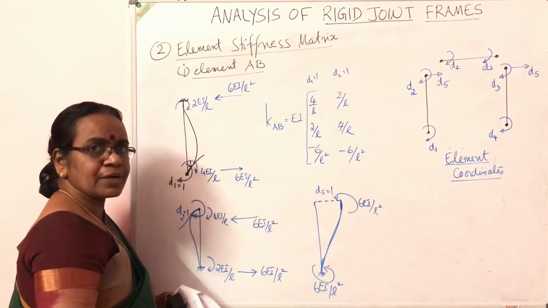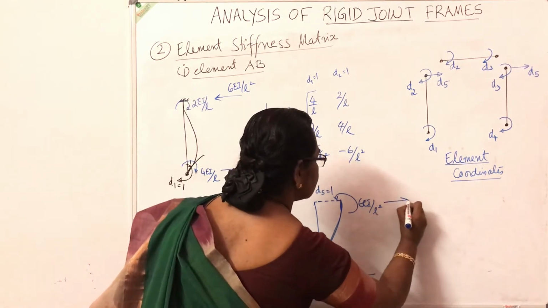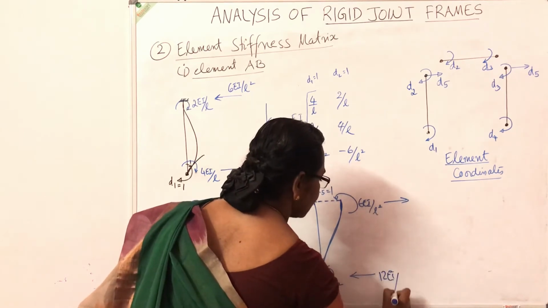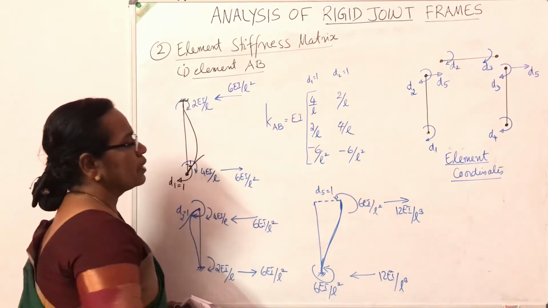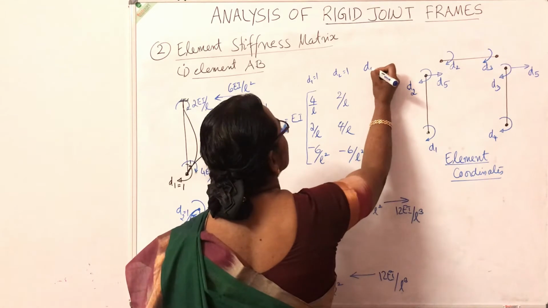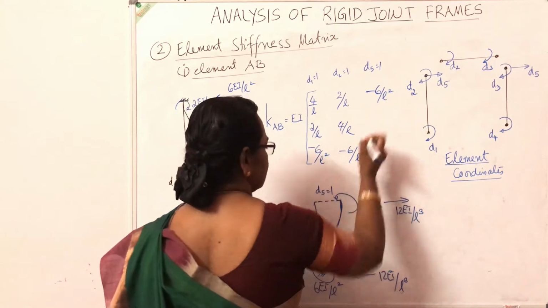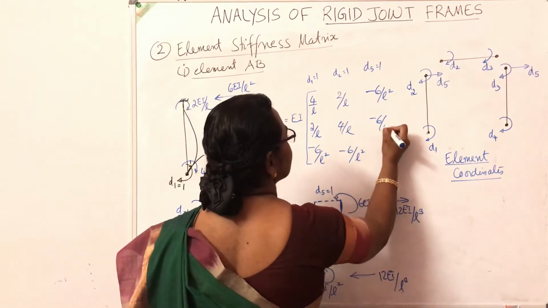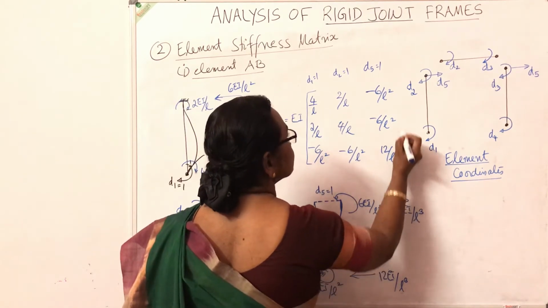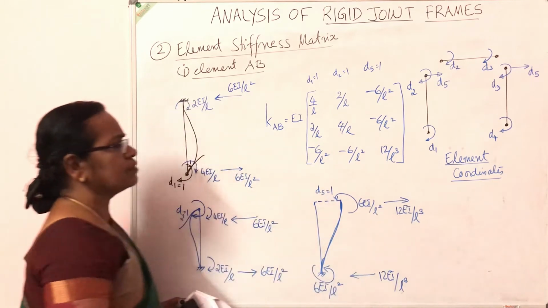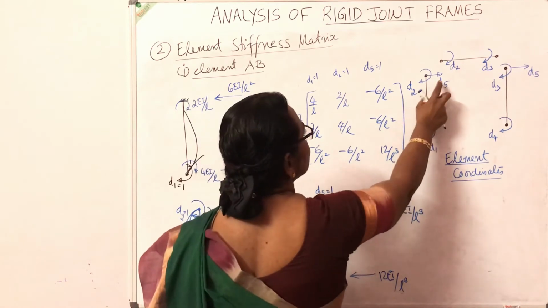So to counteract it, there will be a clockwise couple, clockwise left up, right down, 12EI by L cube. So by giving d5 equal to 1, in the first direction it is minus 6 by L square. In the second direction it is minus 6 by L square. In the direction 5, it is 12 by L cube. So this is the stiffness matrix for this column element with coordinates 1, 2 and 5.